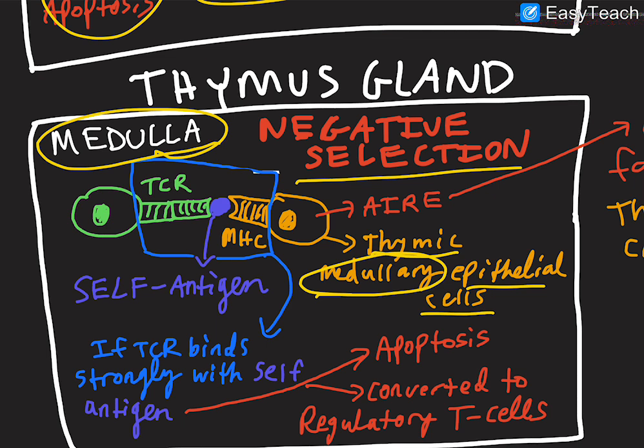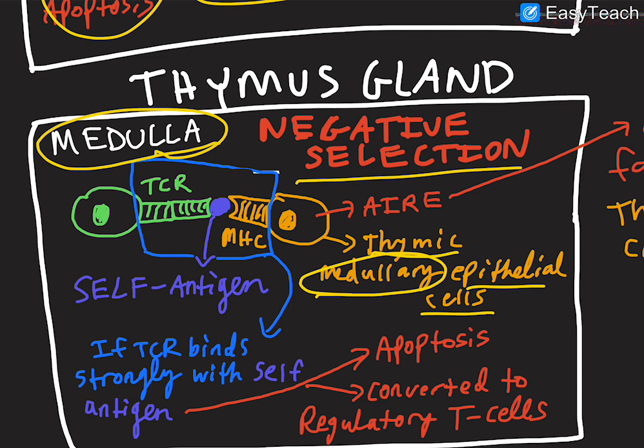You get rid of T cells that strongly recognize self-antigens. That's why you want these thymic medullary epithelial cells and dendritic cells to present your self-antigens from your entire body in the medulla of your thymus gland, so that you can train your immature T cells to not recognize your self-antigens, right?